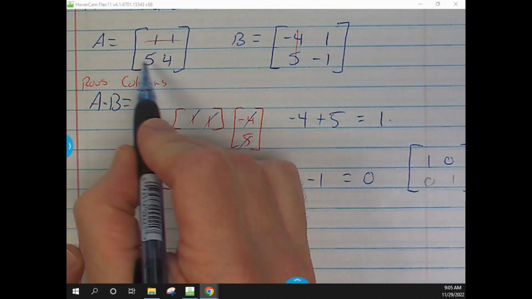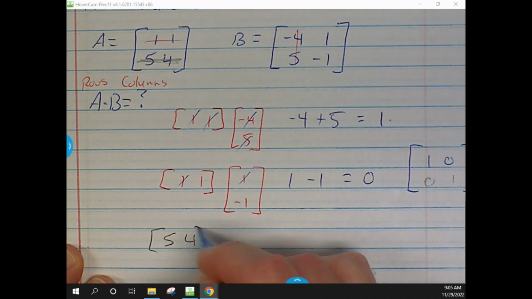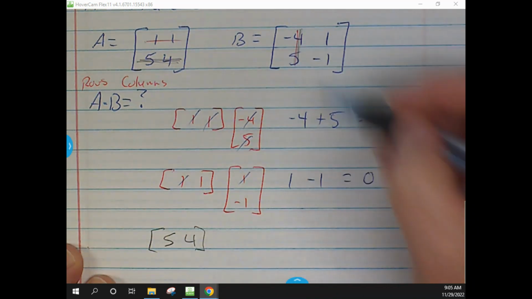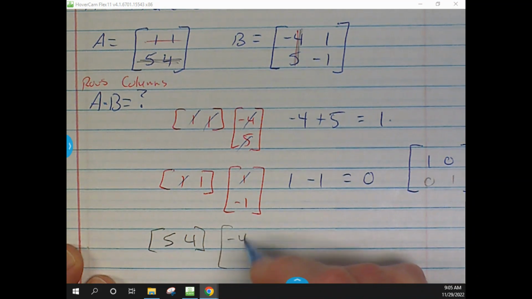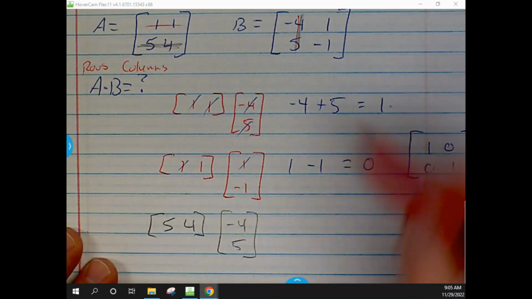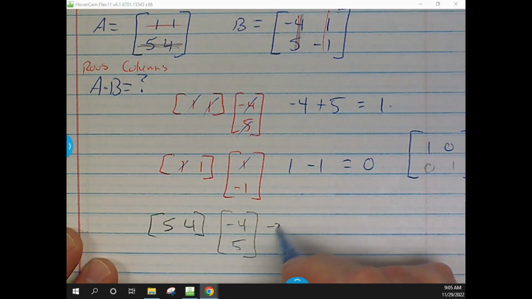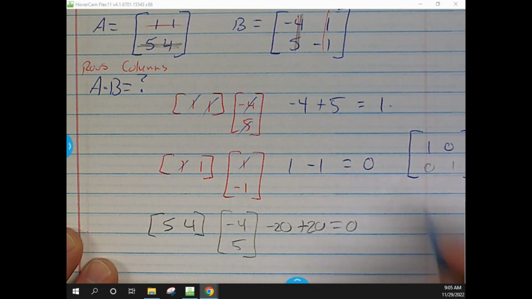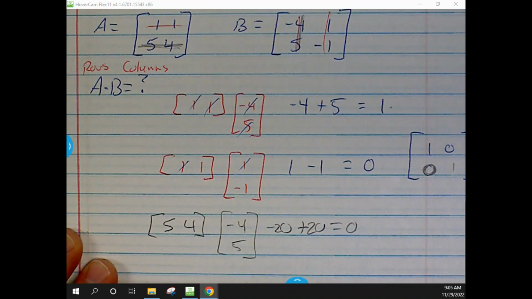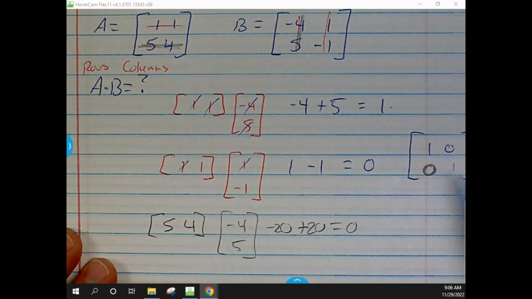So now we're going to the second row. Now it's [5, 4] times the first column, so -4, 5. 5 times -4 is -20. We add that to 4 times 5, which is 20. So that one is 0, and there's that 0. As long as that last row-column multiplication comes out to be 1, then we're good to go.